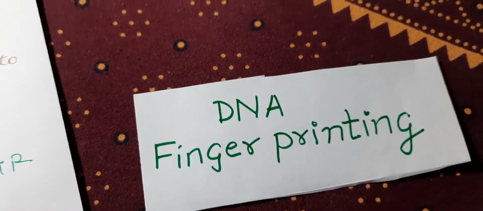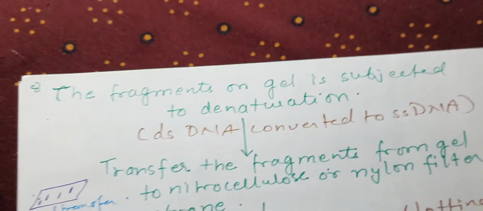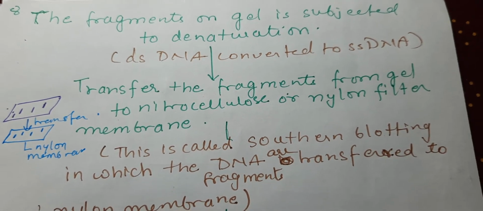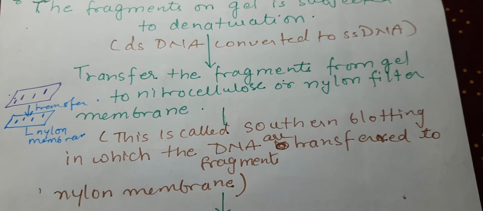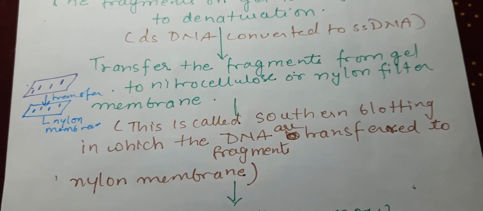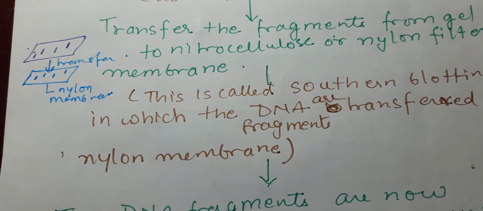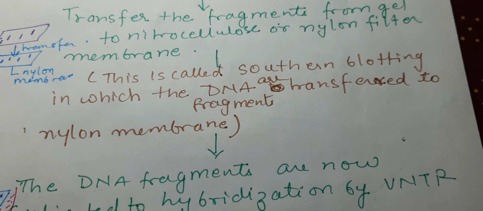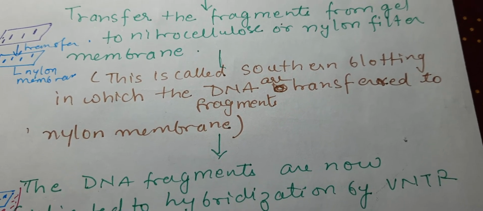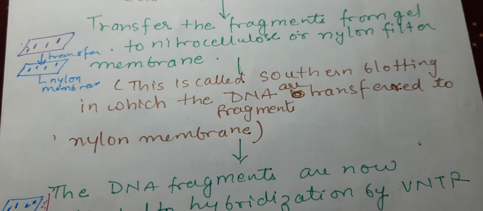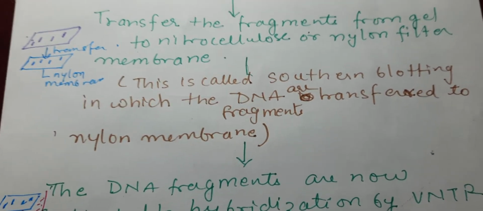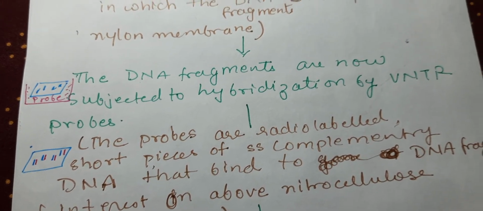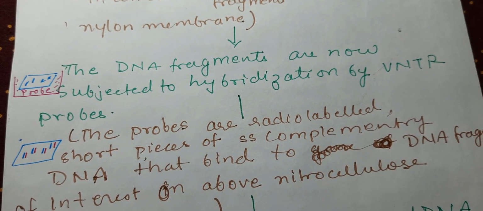Now the fragments on the gel are subjected to denaturation, in which double stranded DNA is converted into single stranded DNA, and then transferred to a nitrocellulose or nylon filter. So now we have all the DNA on the filter instead of the gel. This is called Southern blotting. In Southern blotting the DNA is transferred to the membrane and then hybridized with another DNA. The DNA fragments are hybridized with complementary DNA, the VNTR probes.